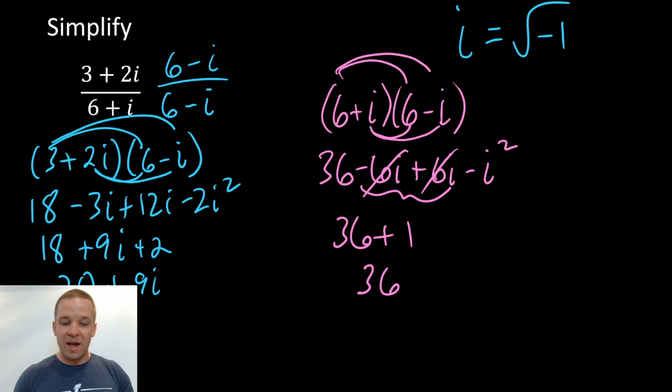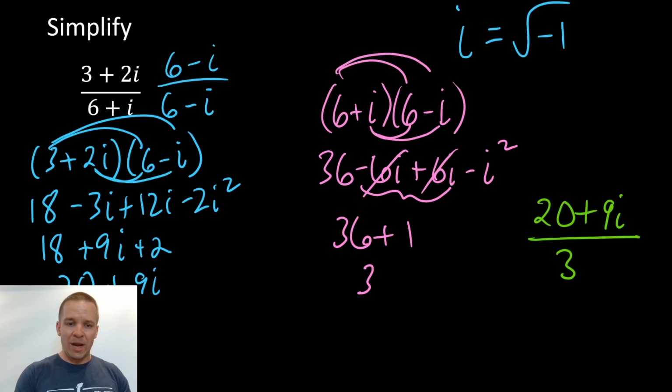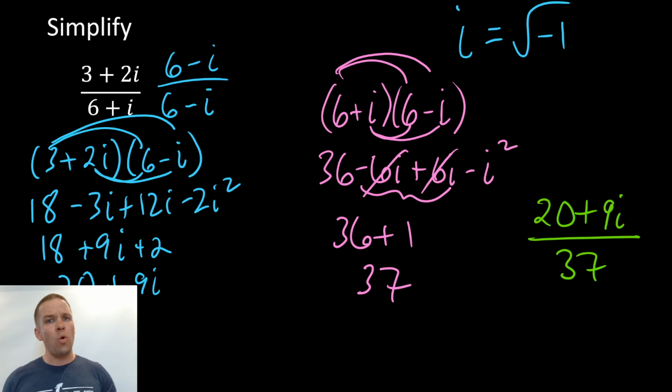So my final answer is going to be my numerator, which is 20 plus 9i divided by 36. Sorry, 37. Oh my goodness. 37. Woo! That was a close one. All right. Nothing's divisible by the same number, so I'm done. That is one way of writing this answer.